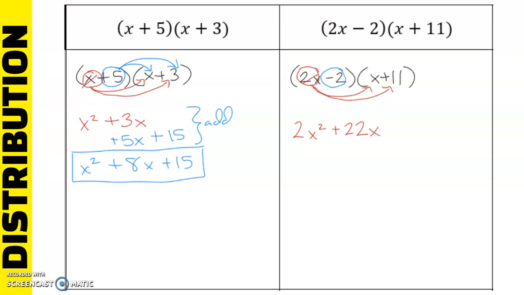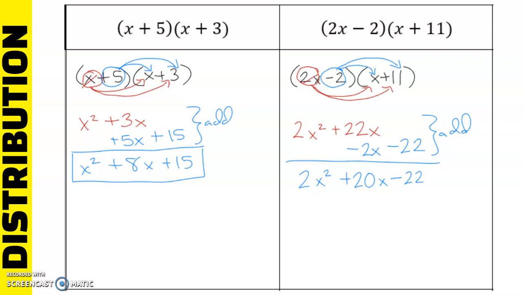Mind your signs, mind your exponents. Negative 2 times x is negative 2x. So I'm going to put it where my x's are. Negative 2 times 11 is negative 22. And we're going to add the rows together. So 2x squared plus 20x minus 22. And that's as simplified as I can get. So distribution, really important that you keep track of what have I already multiplied. Make sure you don't miss any terms, and make sure it's everything in the other parentheses. Do not multiply within the same parentheses.